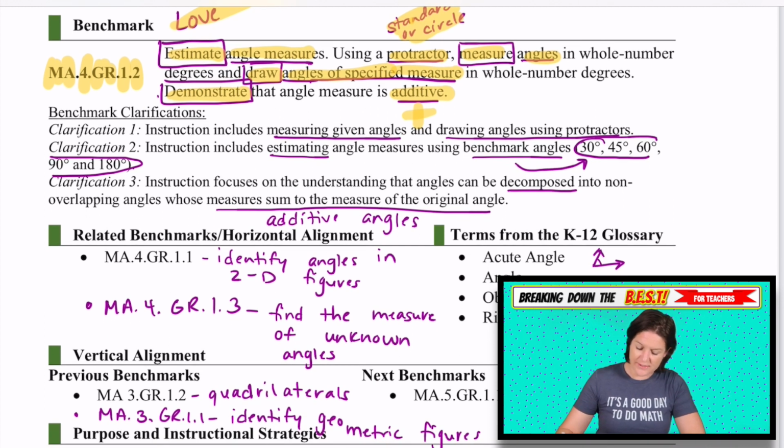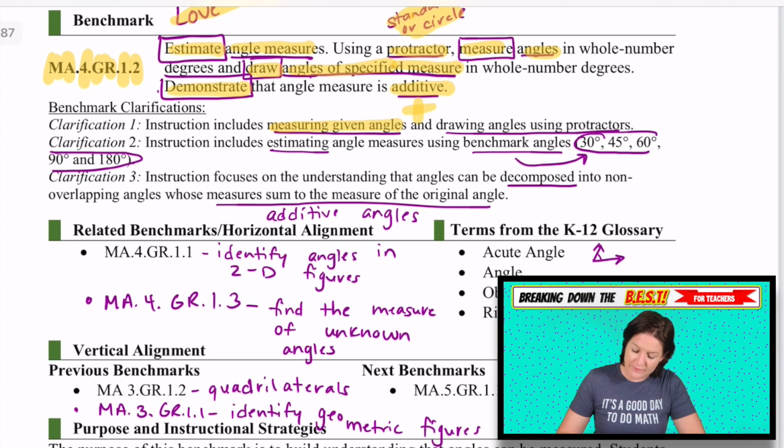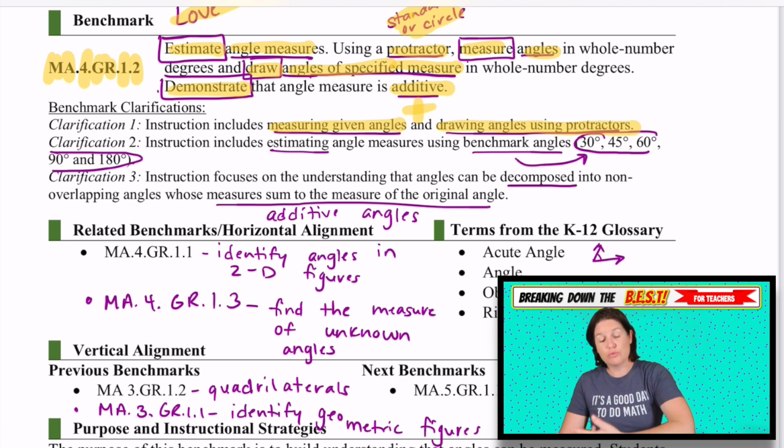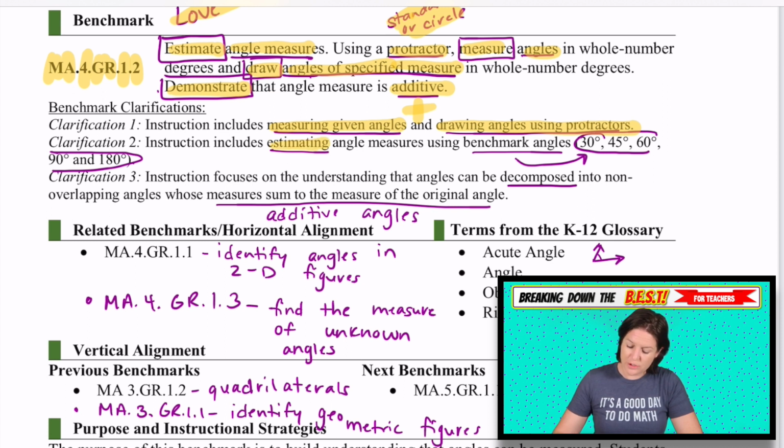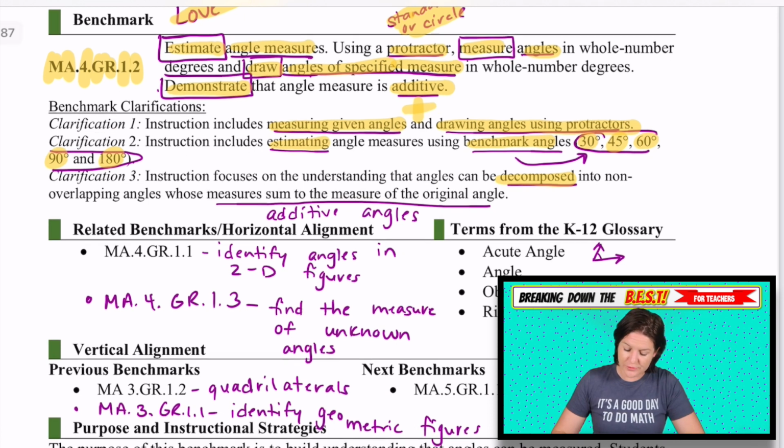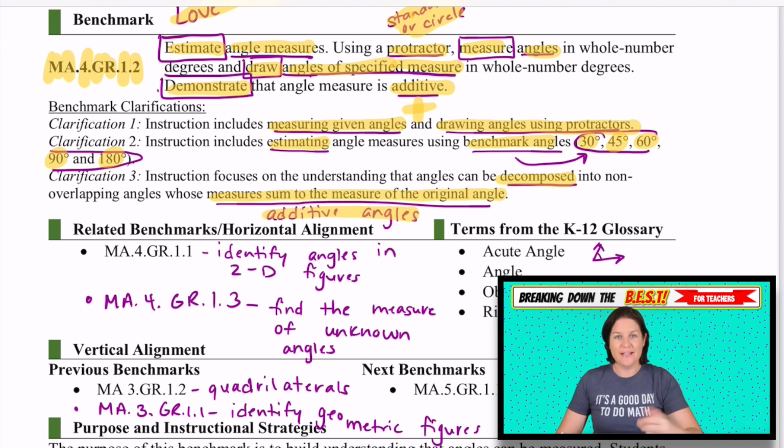All right, so some clarifications. It says, instruction includes measuring given angles and also drawing angles using a protractor. So we'll have to measure angles and we'll also have to draw angles. This includes estimating angle measures using benchmark angles like 30 degrees, 45 degrees, which would be half of a right angle, 60 degrees, 90 degrees, and 180 degrees. And of course, 90 degrees is our right angle and 180 degrees is the measure of a straight line. Instruction also includes the understanding that angles can be decomposed or broken down into non-overlapping angles whose measures sum to the measure of the original angle. This is called additive angles, and again, I'll show you what that means in a minute.